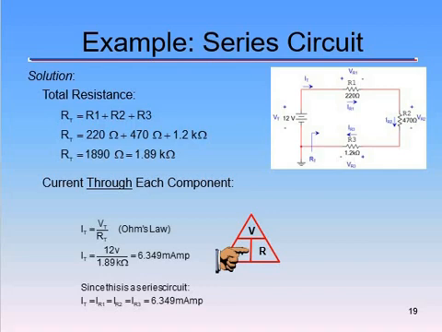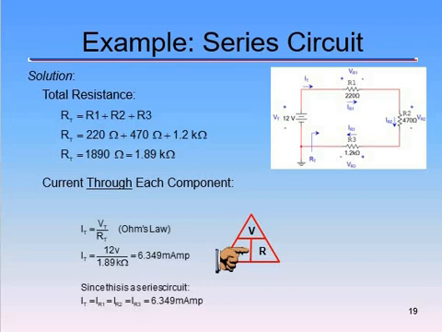Now, we want to find the current in that circuit. We revert to Ohm's law. Total current is voltage divided by resistance. So in this case, we have an applied voltage of 12 volts. That 12 volts gets divided by the 1.89 kiloohms. Once again, take 12 and divide it by 1890.